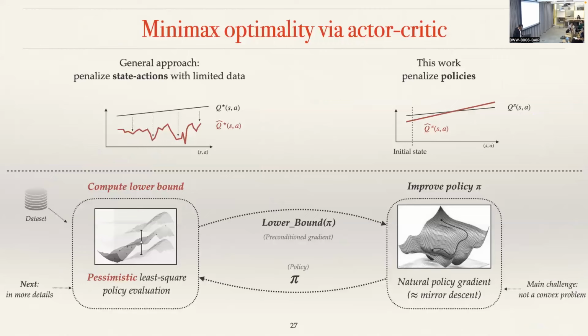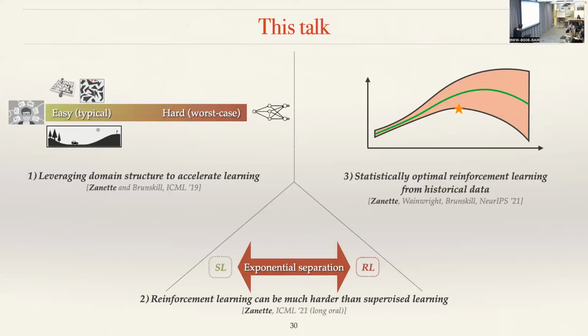Okay, time to sum up. We have seen sort of three things. One is most problems in RL, they're not worst case, they belong to a much easier class of problems. We have seen that as soon as we move to function approximation, RL is much more difficult than standard supervised learning. And then we have seen what type of guarantees we can obtain for offline reinforcement learning algorithms.